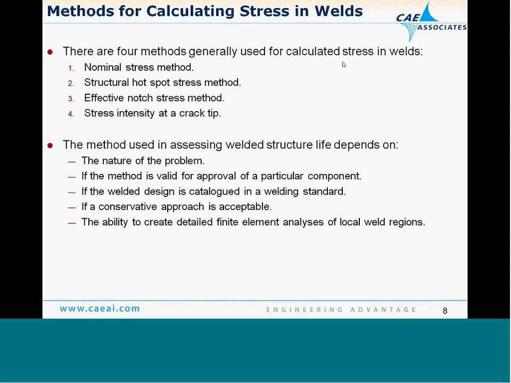So from a fatigue failure standpoint, if we're trying to predict life, the first thing we need to do is calculate stresses, and we need to have some means of taking these stresses and comparing them with material data to try to predict the life of our welds. And there are four methods we'll describe: the nominal stress method, the hotspot method, the effective notch method, and the stress intensity factor method.